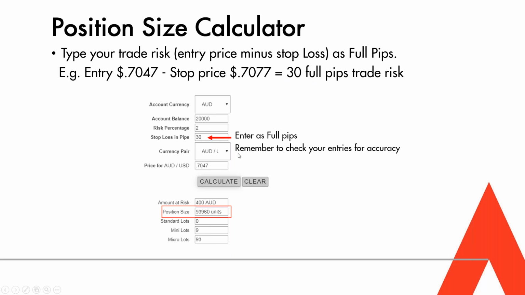Select the currency pair from the drop-down list. So we want to select Aussie US dollar here. And the actual entry price we're entering at is 0.7047. Our position size we're able to trade in this case is $93,960 contract. So you'd probably round that up to $94,000 contract there. And we're risking $400 obviously for the trade.